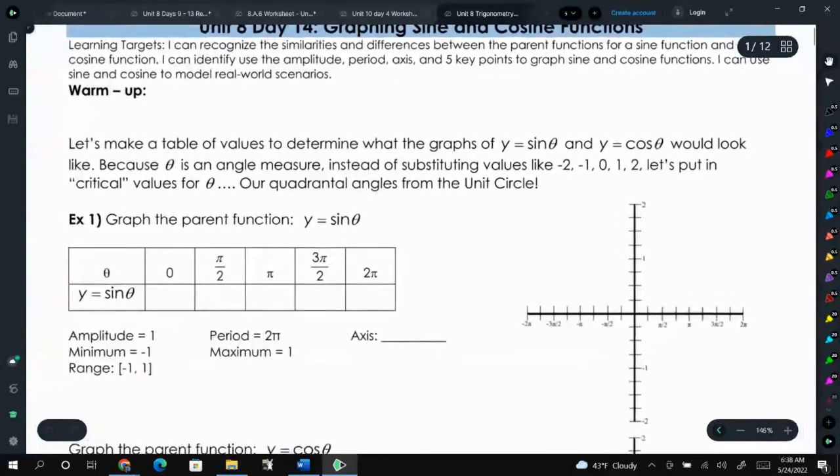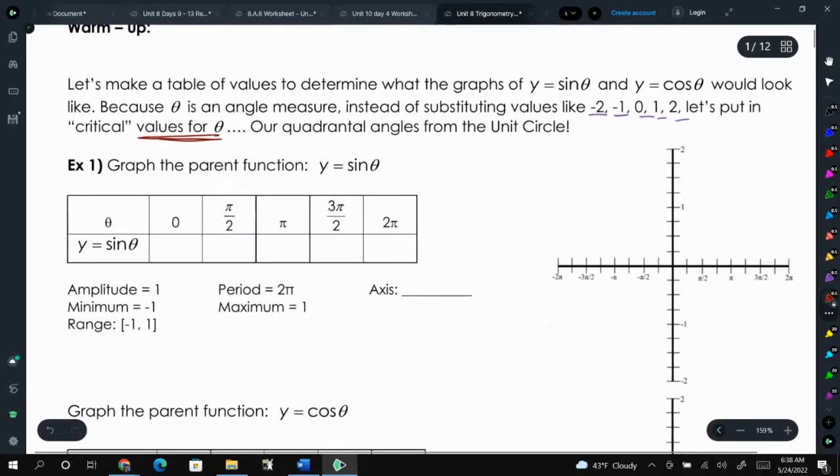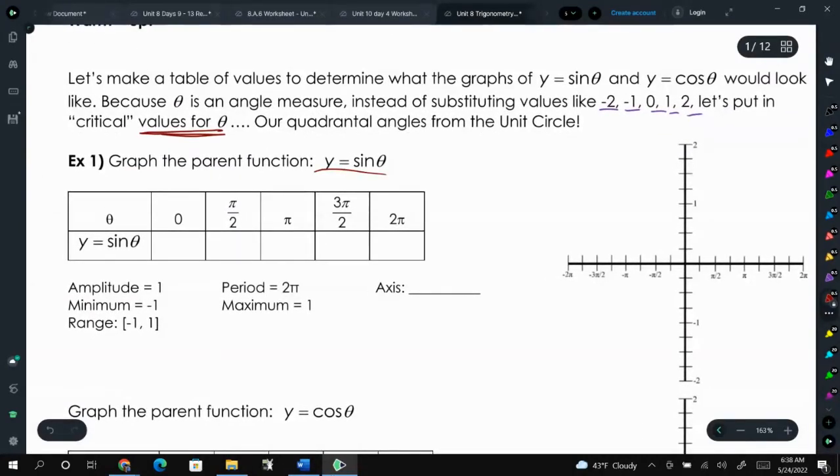So instead of plugging in values like -2, -1, 0, 1, and 2, like we did for our other functions, we're going to be plugging in theta values for angles on the unit circle. So let's look at this table here, the parent function of y equals sine of theta. These are the critical values we're going to use because sine is nice numbers at this point.